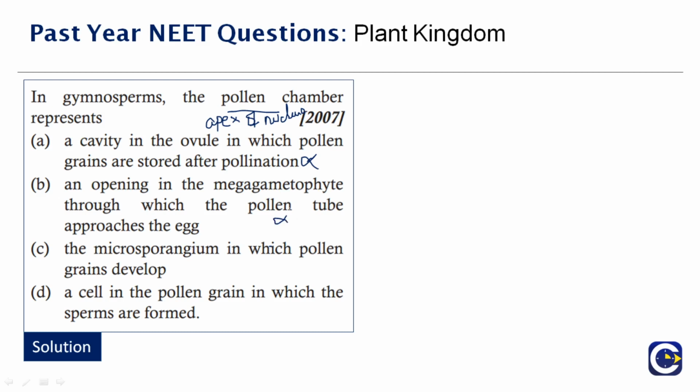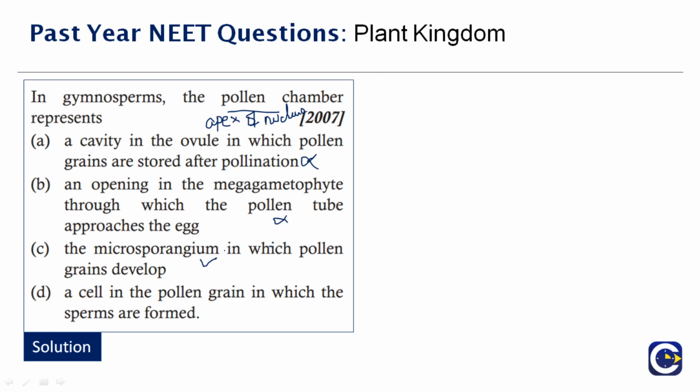Now, look at option C, the microsporangium in which pollen grains develop. Yes, this is the right answer. Why? Because, as I already said, as the pollens enter into the pollen chamber, they will only see to the development. They are all young ones. They have to develop. So that pollen chamber will represent the development.